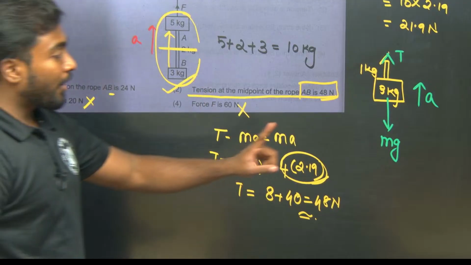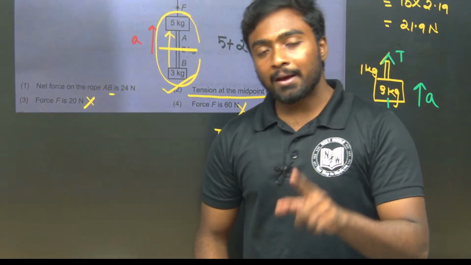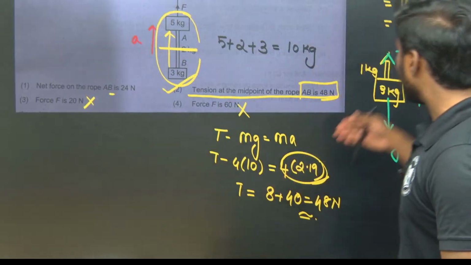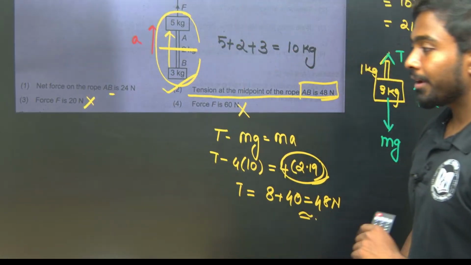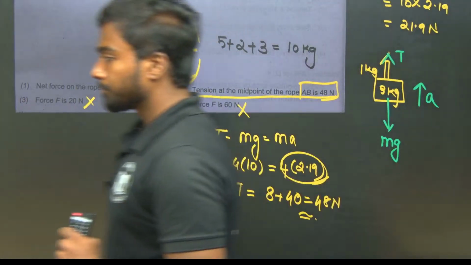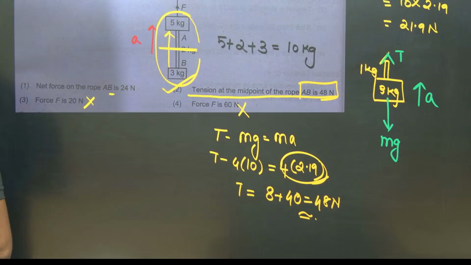So whenever you are having a rope with mass, you should consider the mass of the rope also, along with the blocks. Okay, so is there any doubt? We can continue with the next question. Yes, we'll go for the next question.